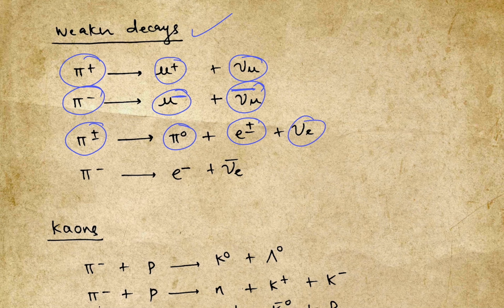electron neutrino, and then pi minus is converting into electron and then electron antineutrino.